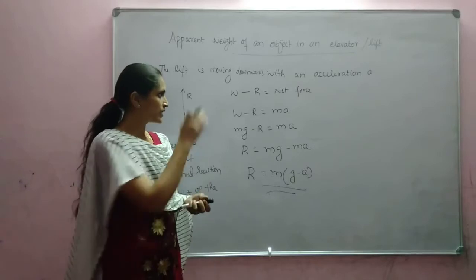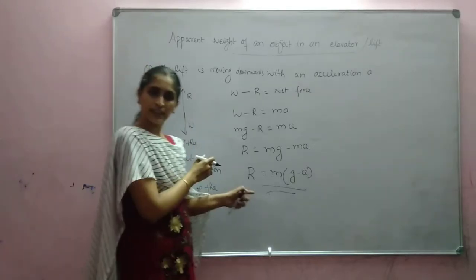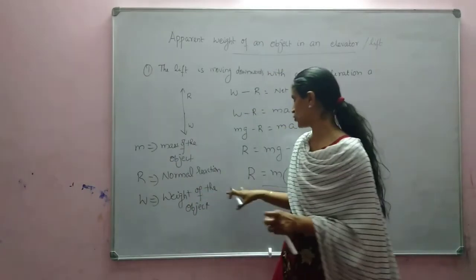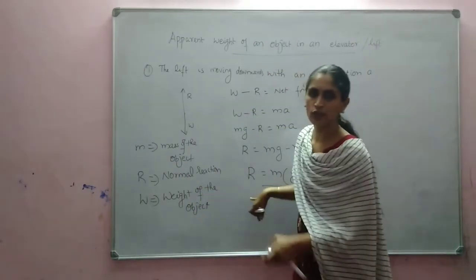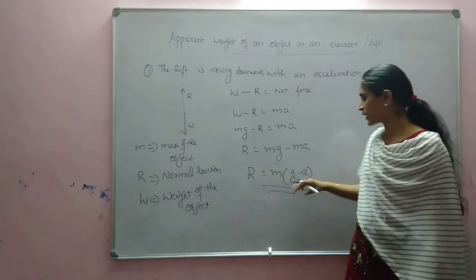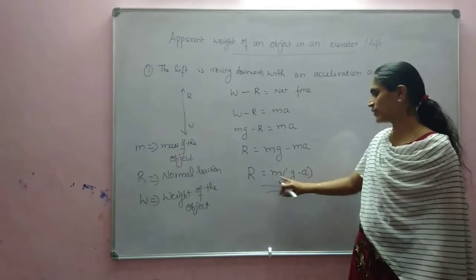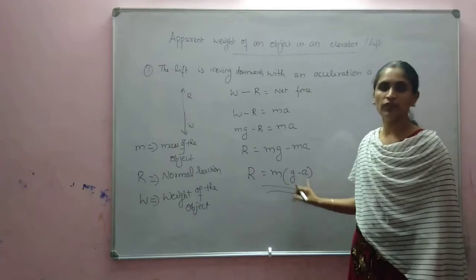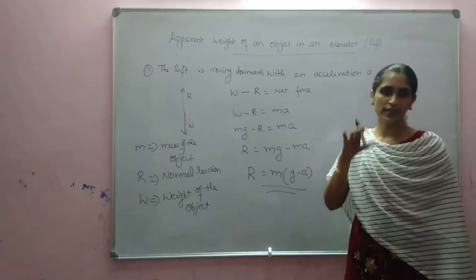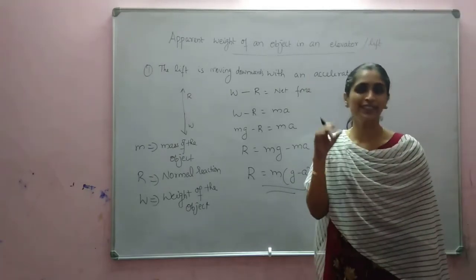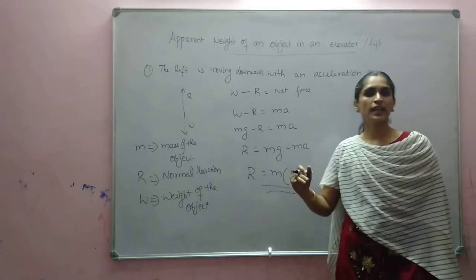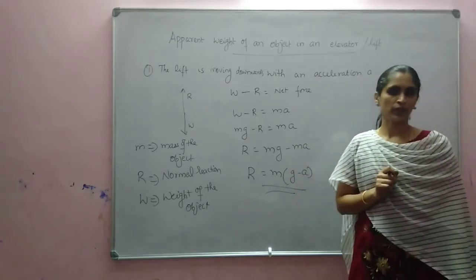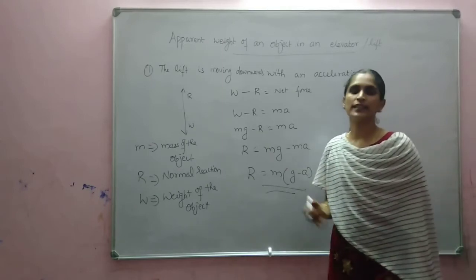So this is the apparent weight or normal reaction. Apparent weight is equal to m into g minus a. So apparent weight will be lesser than the actual weight. Actual weight is mg. So apparent weight is less than actual weight if the person or the object is in the lift and the lift is coming down with an acceleration. Is it clear? Next case we will discuss.